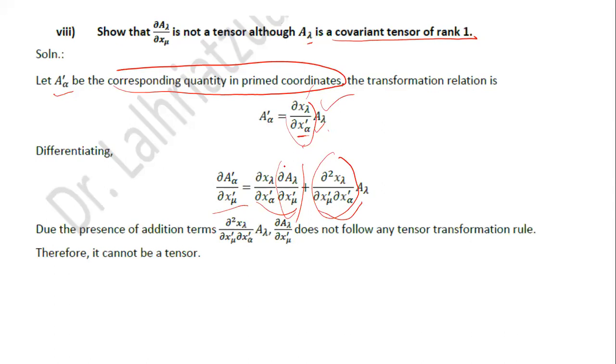So even though this is a differentiation, in the prime system we have this additional term. Because of this additional term, this quantity cannot follow any tensor transformation rule. If it cannot follow the tensor transformation rule, then this quantity, that is the derivative of A lambda, is no longer a tensor. Okay, so I think with that, I will conclude our lecture today.